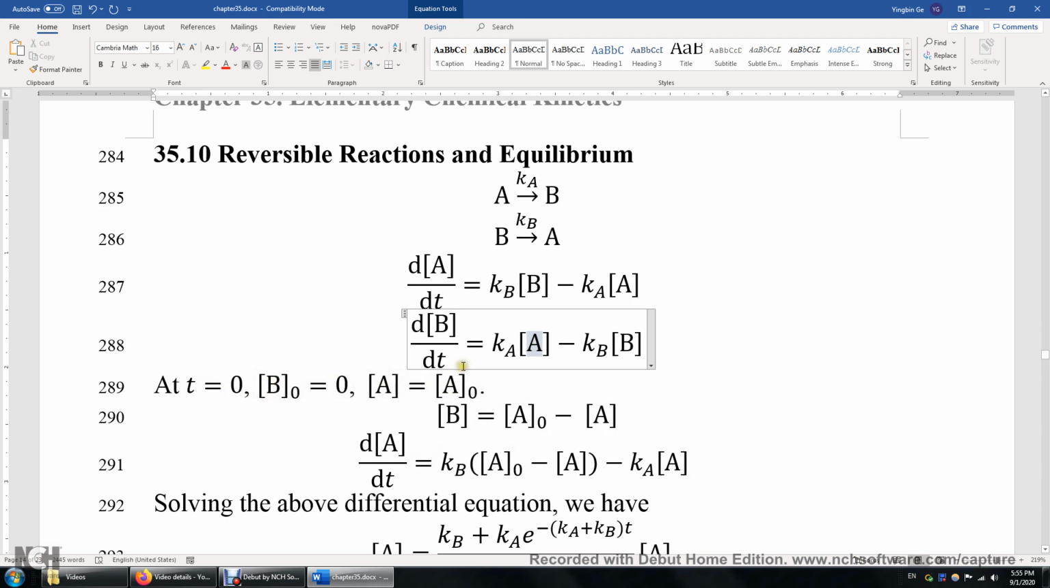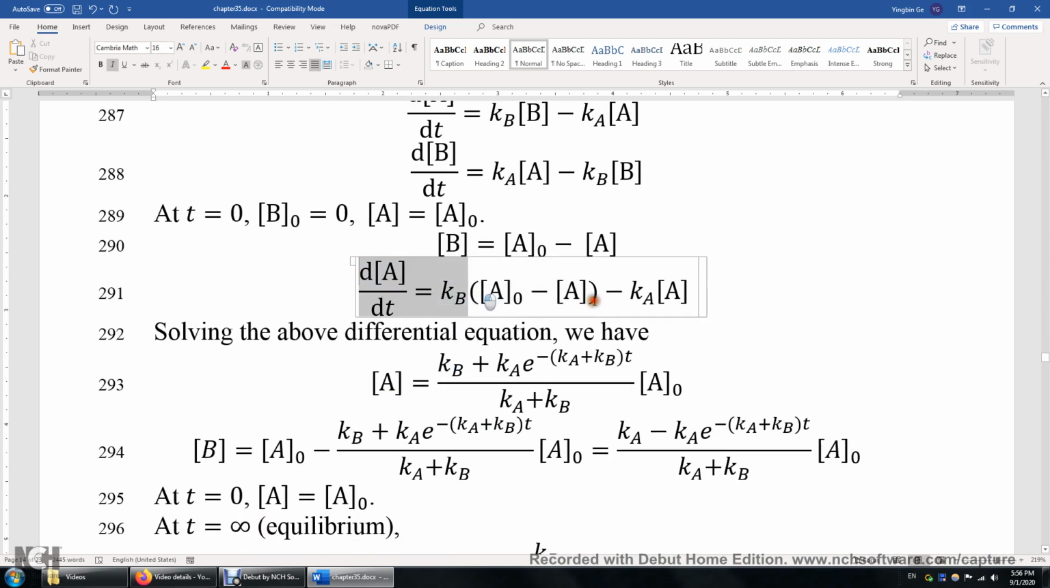Now we can solve the equation by replacing B with A naught minus A, and then we get this differential equation to solve. It contains only two variables. One is A, one is time. So it's possible to solve this differential equation by simply separating the two variables. We can move this dt to the right hand side. We can move this expression of A to the bottom of the left hand side, and then we integrate both sides. We get this expression.